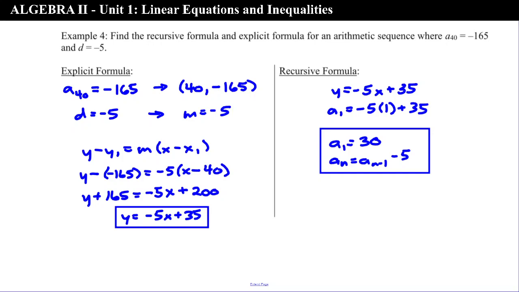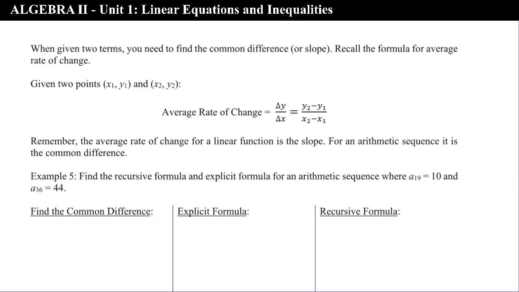Okay, so now let's move on to the last type. When we are given 2 terms, we can find the explicit and recursive formulas, but there's one additional step that we have to do first. And that is we need to find what our common difference is. Now remember, this is a linear function, so our common difference is slope. We've already talked about that in the last 2 examples.